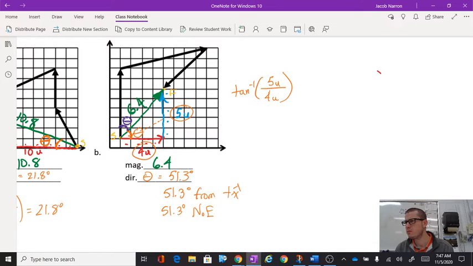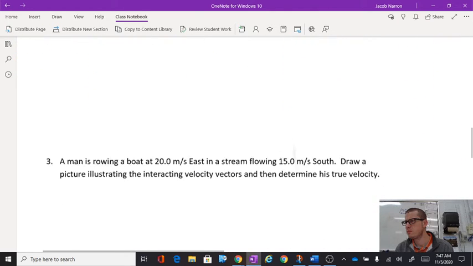I could do that. Depending on how you drew your coordinate system, you could define it that way. So maybe instead of being 51.3, you could also say theta equals 38.7 degrees. And then you could say, oh, well, this is going to be 38.7 degrees from the positive y-axis. Or you could say this is 38.7 degrees east of north. So there's a couple different ways you can do it. I personally like 51.3, but technically either way is correct.